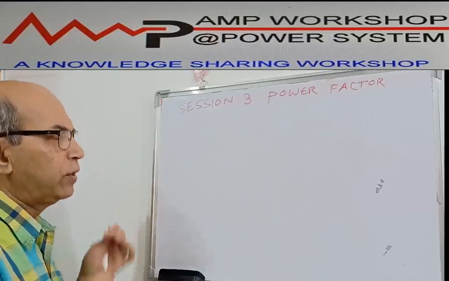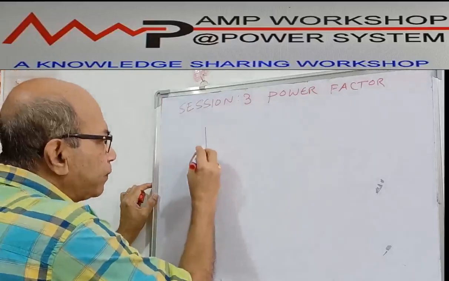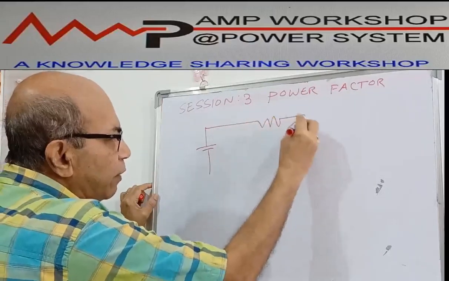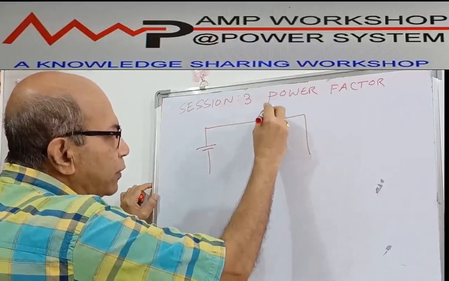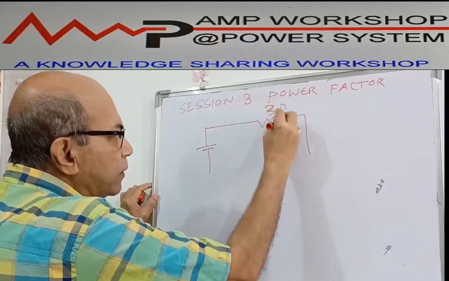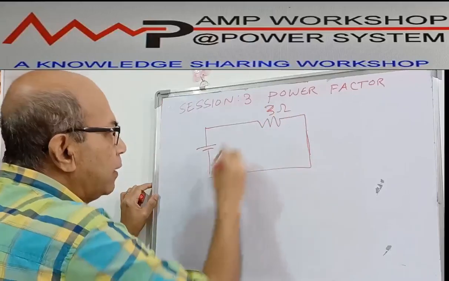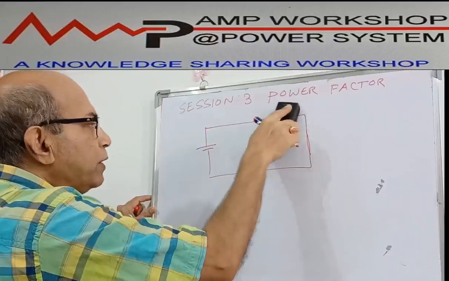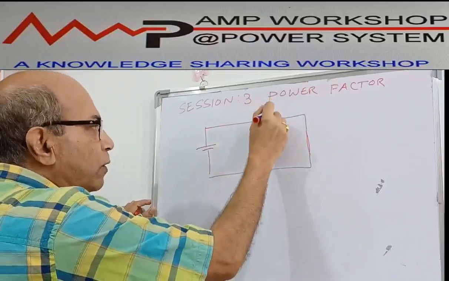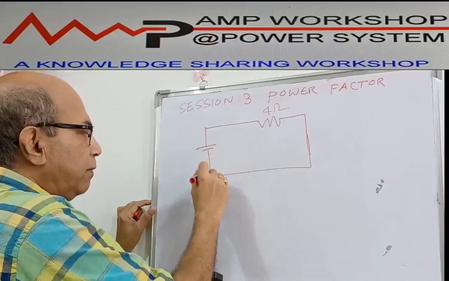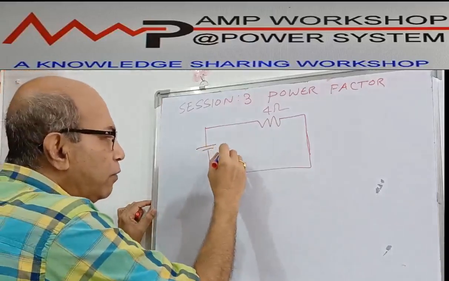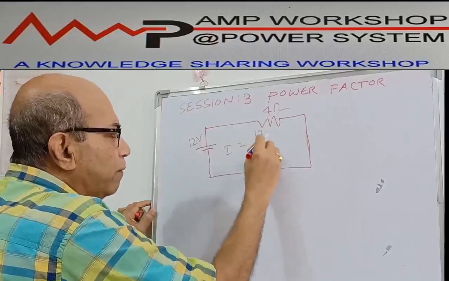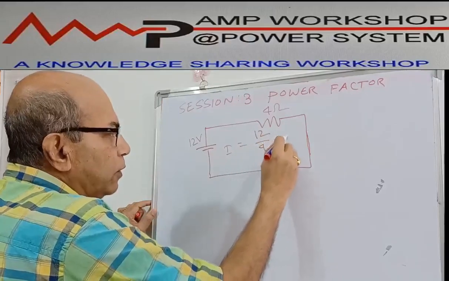How is it? Suppose I have a 12-volt battery connected to a 4 ohm resistance, which is considered as the load. So how much current will flow? We know current I equals 12 divided by 4, which is equal to 3 ampere.